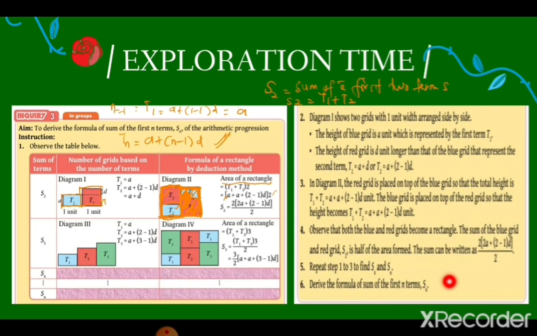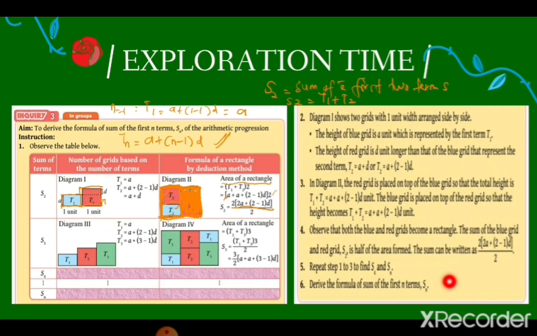Of course, since we want to find this area only, which is half of the area of the rectangle, we need to divide it by 2. Can you follow? Why must we divide it by 2? Because T1 plus T2 is half of the area of the whole rectangle. That is why we divide it by 2. This is for the S2 case.